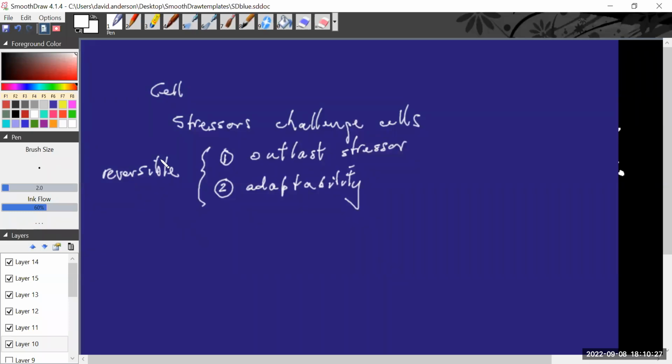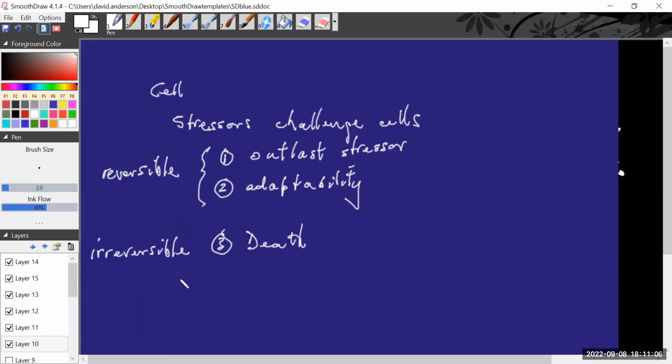So there's lots of other examples. We'll use some of those examples when we get into some specific systems. Now, the third way that a cell is going to respond to a stressor is that it's going to die. And cells that die cannot come back to life. So death, obviously, I hope it's obvious, is going to be an irreversible response to a stressor. This is a scenario where it's unable to overcome the stressor. It can't outlast it, and it can't adapt to get away from it.